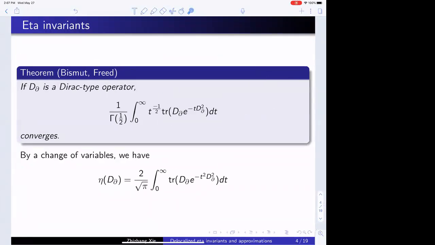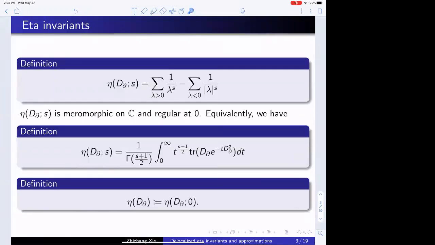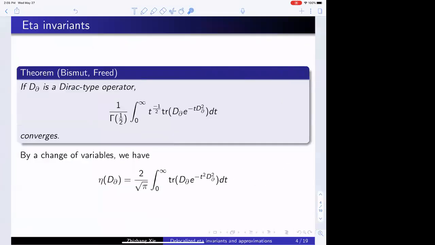In fact, let me mention this result, which is going to be relevant for what follows. If this operator D on the boundary is a Dirac type operator, Bismut and Freed showed this integral makes sense on its own. In other words, you don't need this meromorphic extension process. You just plug in 0 for s, and this integral already makes sense by itself.